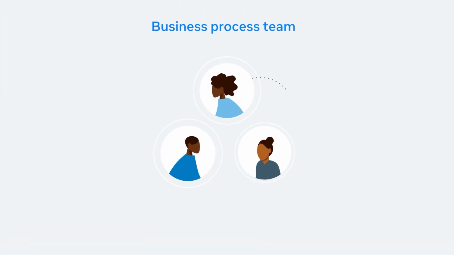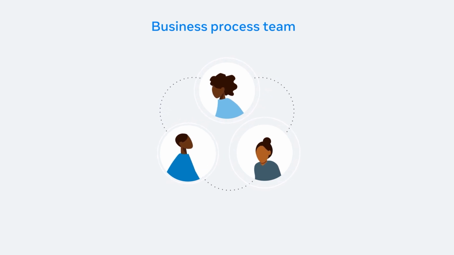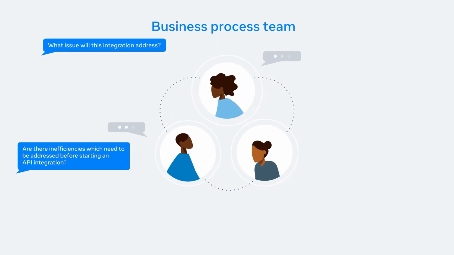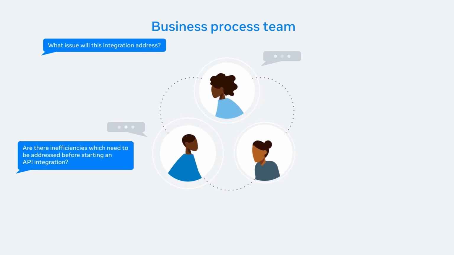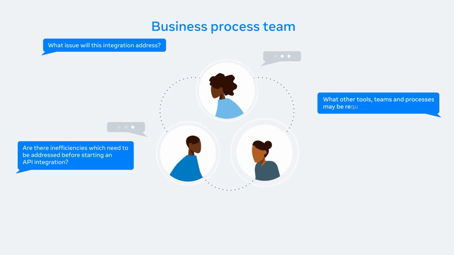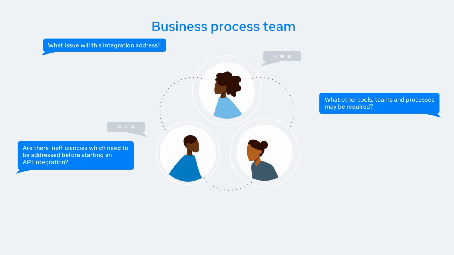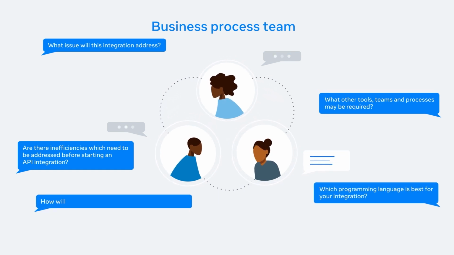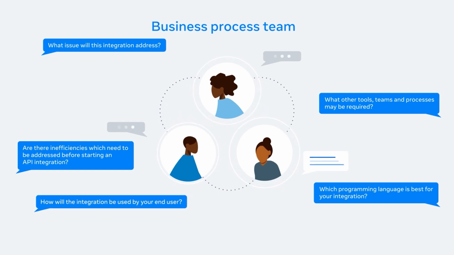Ideation starts from understanding which business operations may be improved and how an API integration may enable this change. For example, you might want to ask, what issue will this integration address? Are there inefficiencies which need to be addressed before starting an API integration? What other tools, teams, and processes may be required? Which programming language is best for your integration? How will the integration be used by your end user?